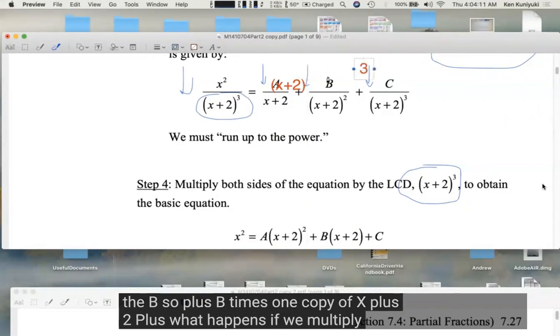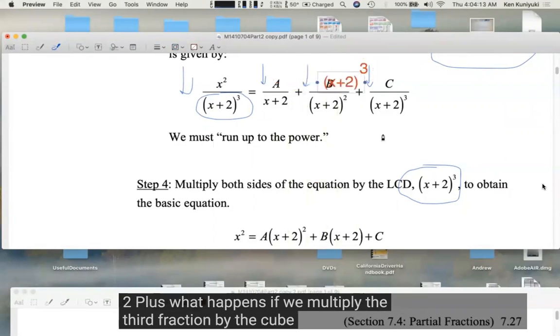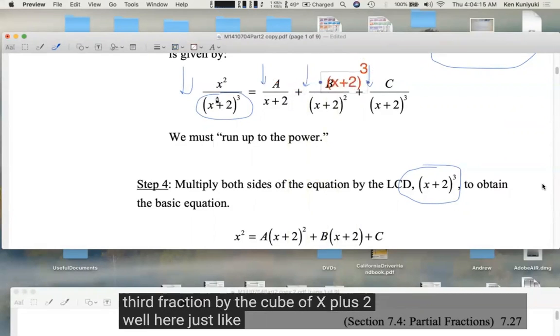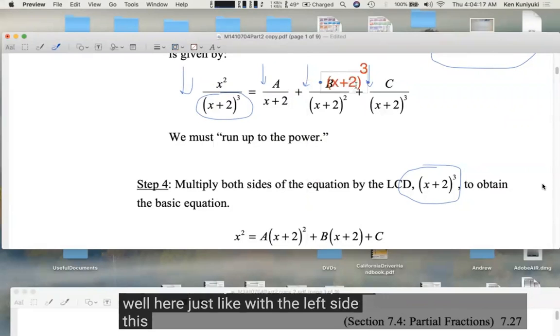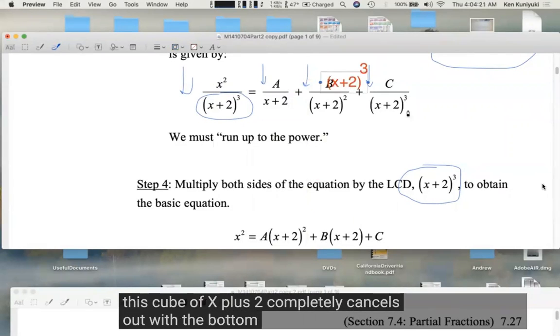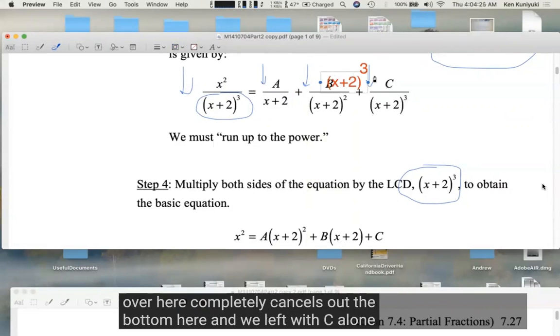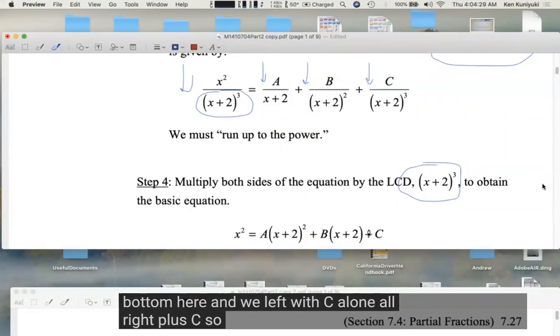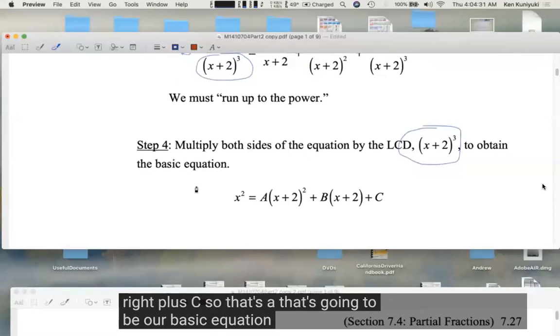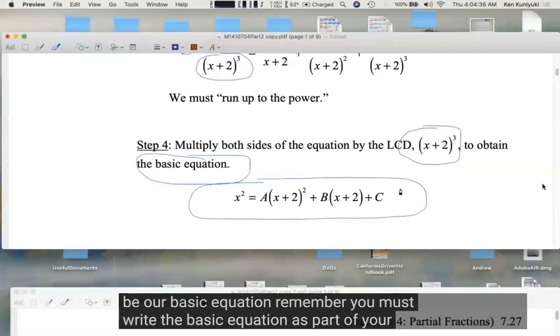Plus, what happens if we multiply the third fraction by the cube of x plus 2? Well, just like with the left side, this cube of x plus 2 completely cancels out the bottom here, and we're left with c alone. All right, plus c. So that's going to be our basic equation. Remember, you must write the basic equation as part of your work.